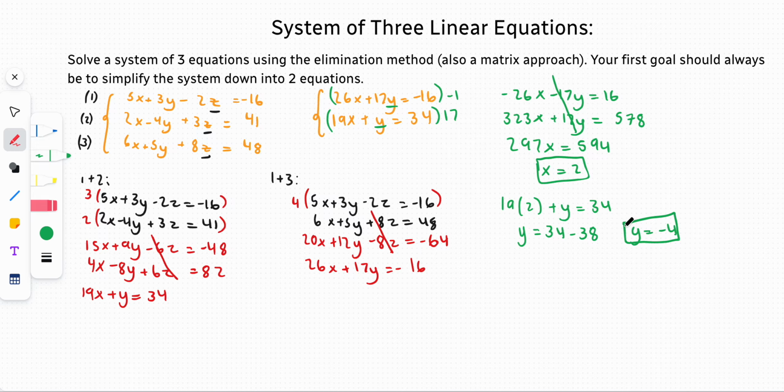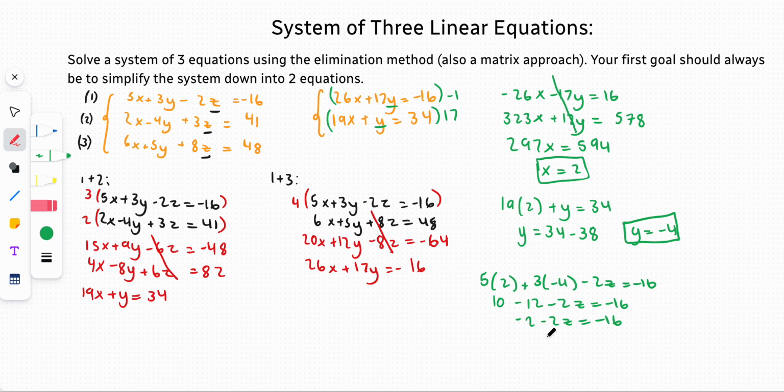Alright, so now that we have 2 values, we can plug these 2 values into one of our original equations. In this case, we'll just plug it into the first equation, alright? So this means that it's 5 times 2 plus 3 times negative 4, minus this 2z, which is still unknown, equals negative 16, alright? So from here we just simplify, and this is actually going to become negative 12 minus 2z equals negative 16. We simplify again, and this is just a negative 2.